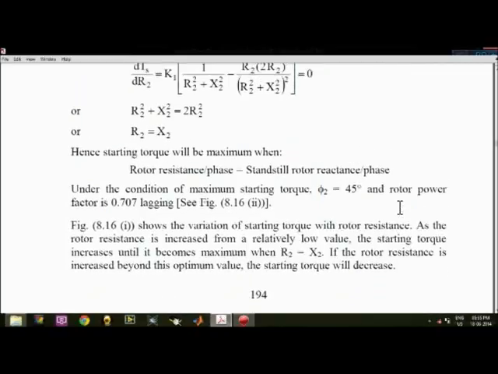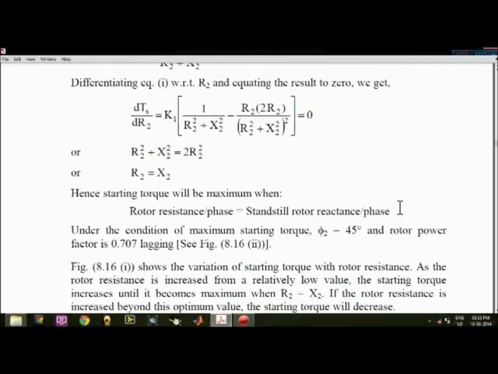So this was all about the induction motor, its principle, the slip, the starting torque, and how we can get the maximum starting torque. In the next video we will study some more things about the induction motor.